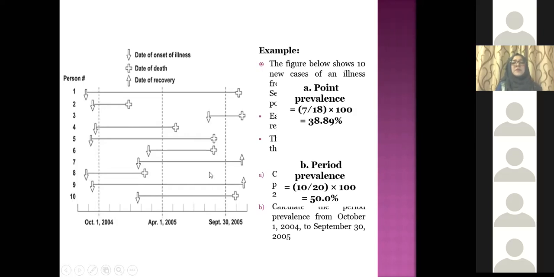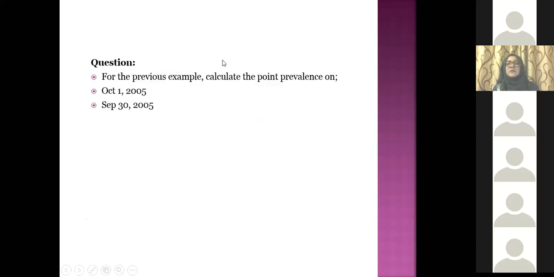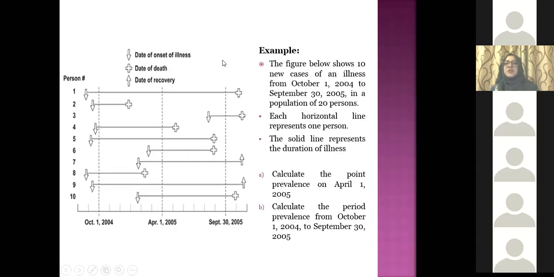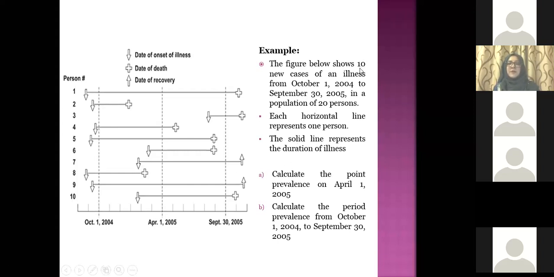Then for the period prevalence, you have 10 cases. You're going to count all the cases from October 1, 2004 to September 30, 2005, and you're going to consider all the persons. In the question, it says that the number of new cases of illness from October 1 to September is 10. You're going to take this as your numerator, because this is the number of new cases, and you divide it by 20, which is the estimated population.